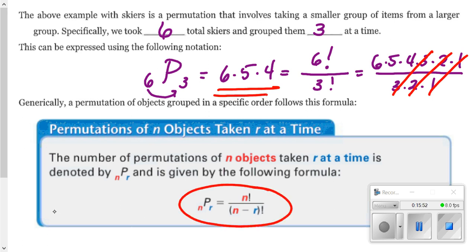If I had, say, a permutation of 10 things taken 4 at a time, that would be 10 factorial over 6 factorial. You subtract these, and that's the factorial that goes on the bottom. Just for clarity.